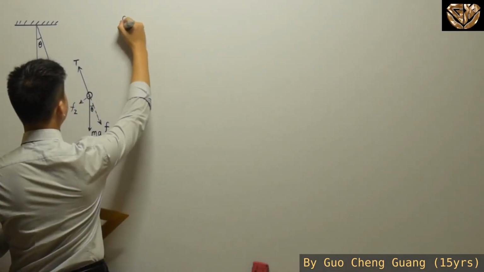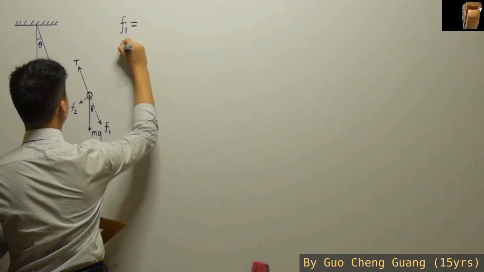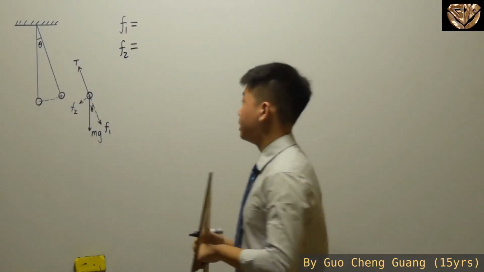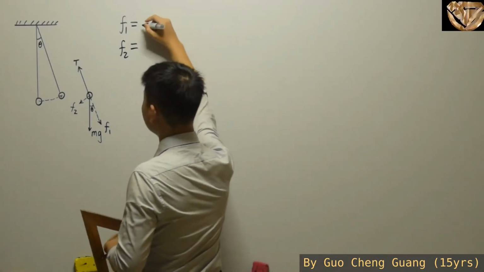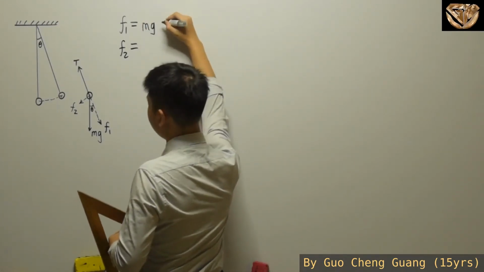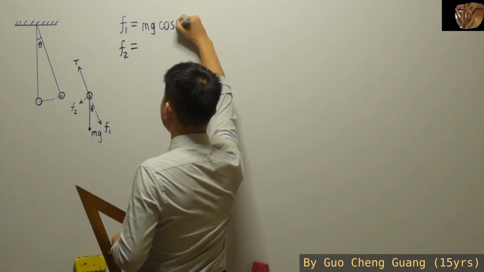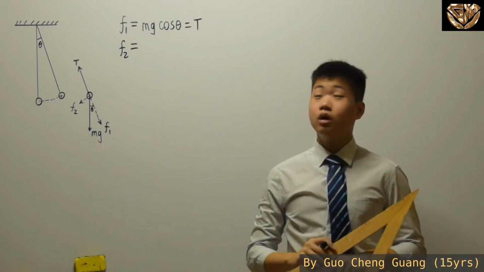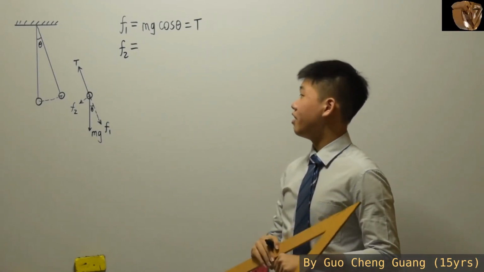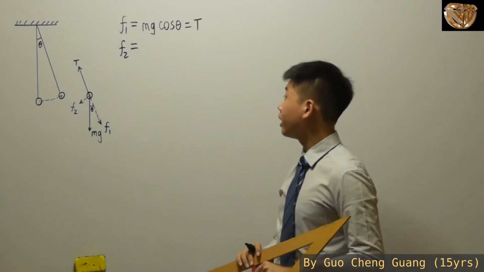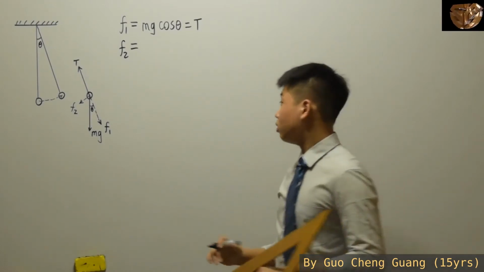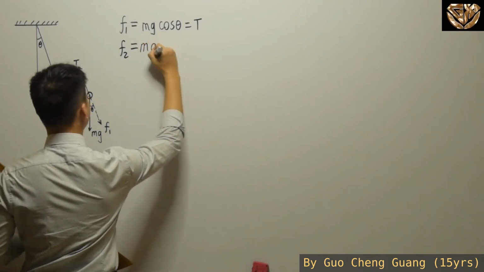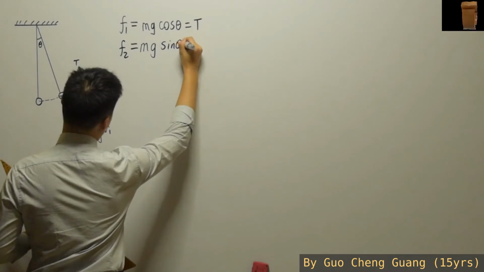So f1 and f2. Now, f1, what you will be seeing is mg cosine theta, or it would just be T. Alright, so that is f1. Now, we take a look at f2. So, f2, what you will realize is, maybe you just think it is just mg sine theta, right?